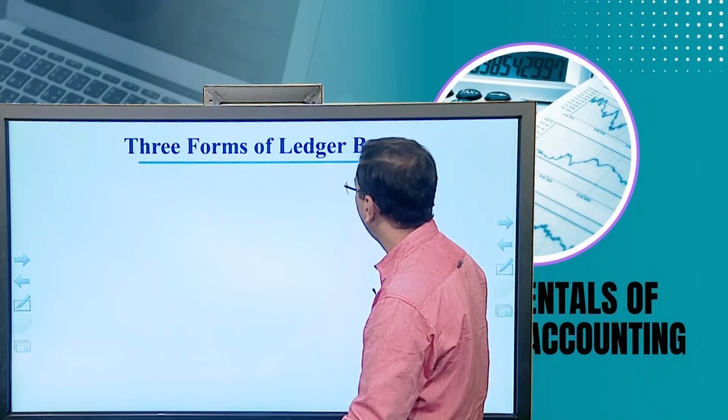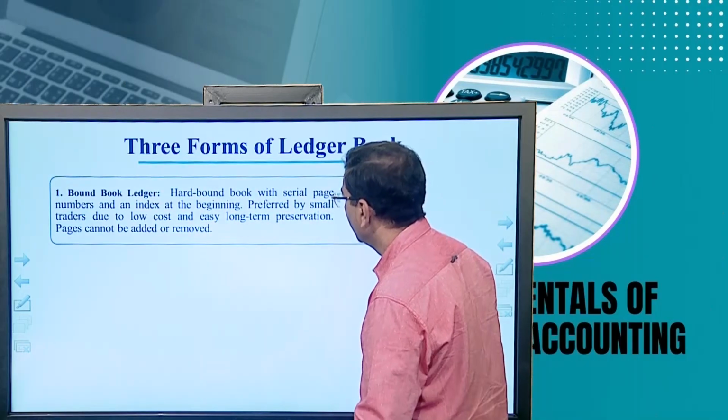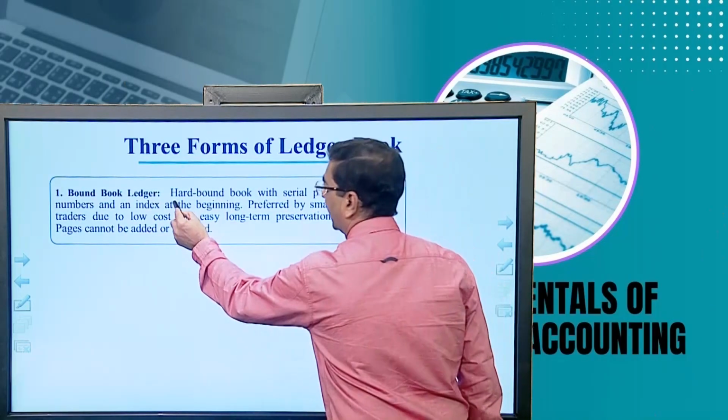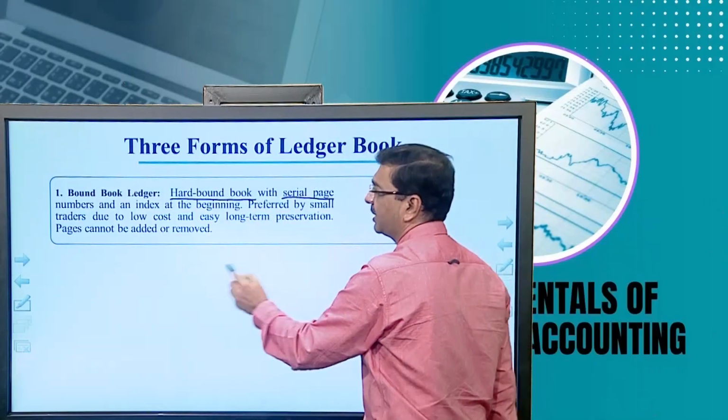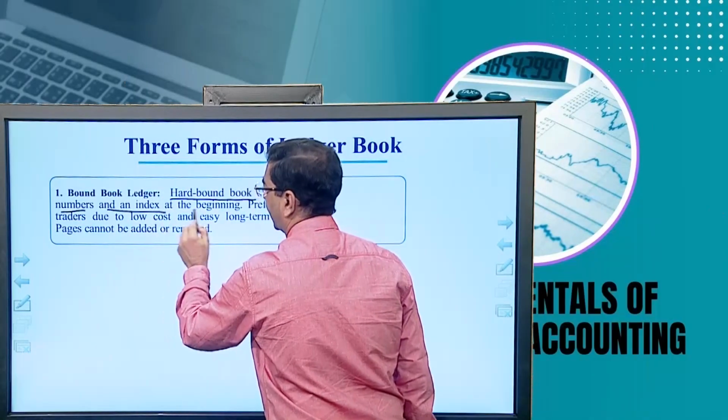Now, the three forms of ledger book. First is the bound book ledger, that is a hard bound book with serial page numbers, also indexed at the beginning.